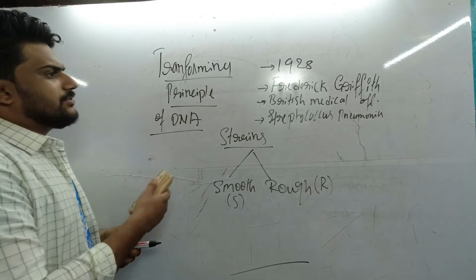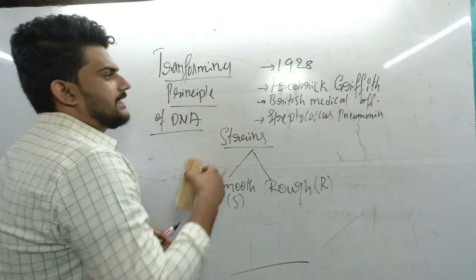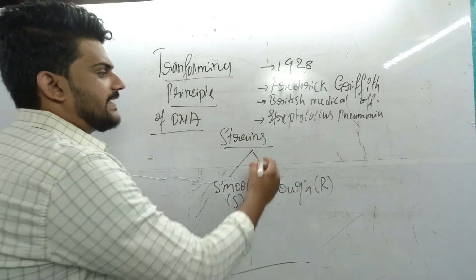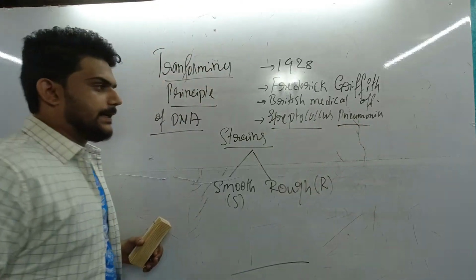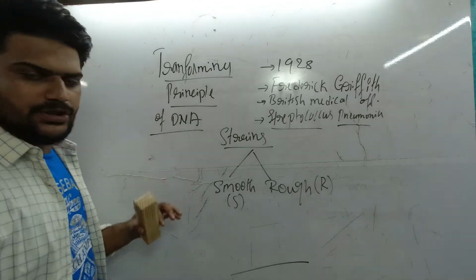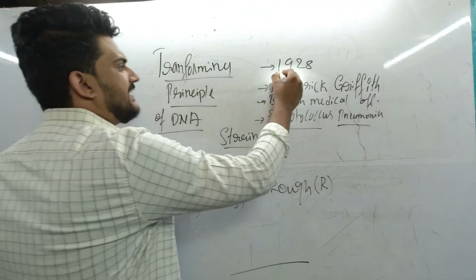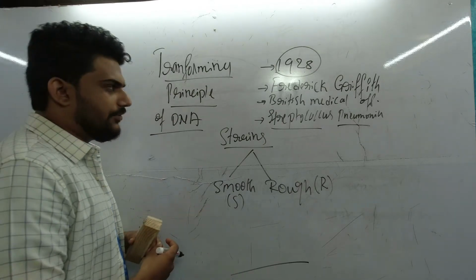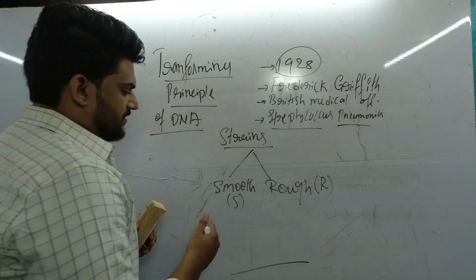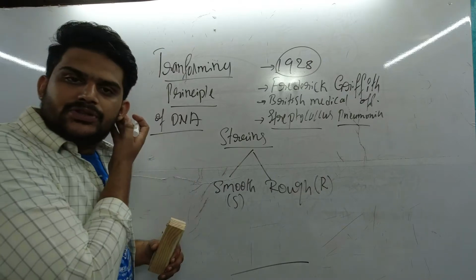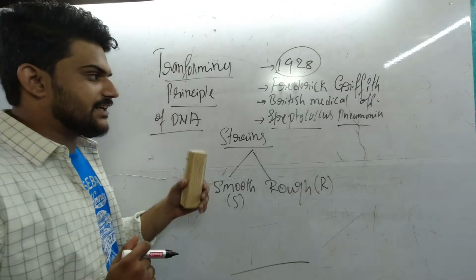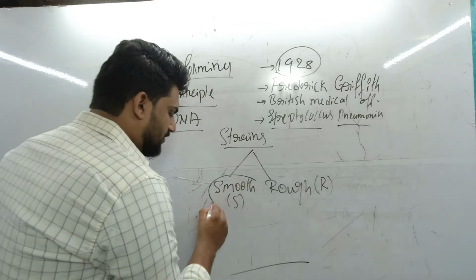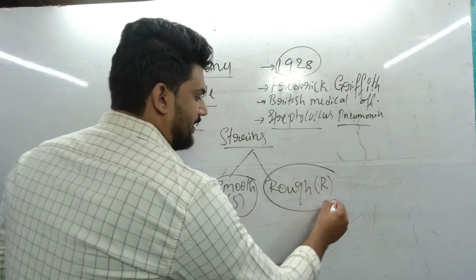Actually, a person known as Frederick Griffith was studying a pathogen known as Streptococcus pneumoniae. In 1928 he was studying that particular thing. He was a British medical officer. He observed two types of strains in Streptococcus pneumoniae, which causes pneumonia: the smooth S strain and the rough R strain.